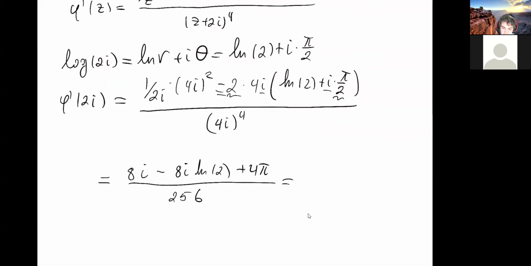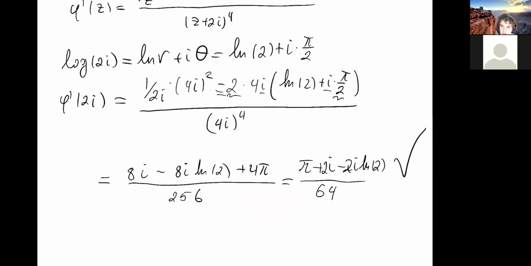Okay, so now 4 cancels out, so we'll just get 64 here, and here we have pi plus 2i minus 2i logarithm of 2. So this is my terrible residue. I don't even want to check it. Yeah, I actually found it in the book, and it's correct.